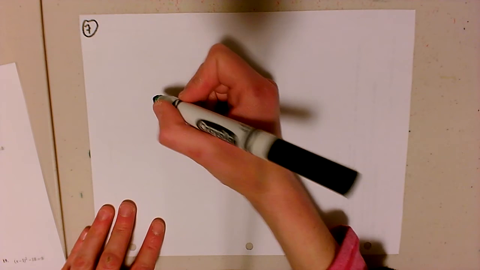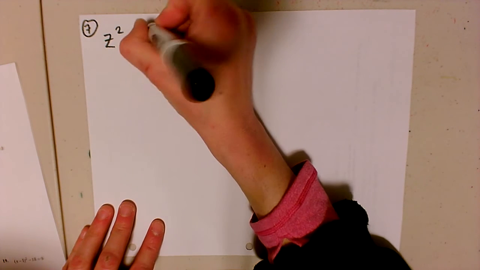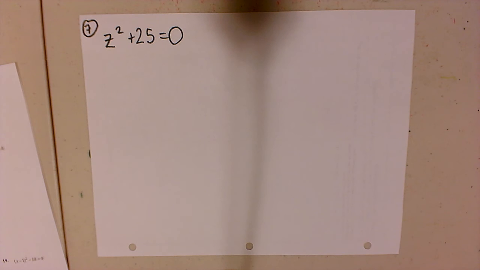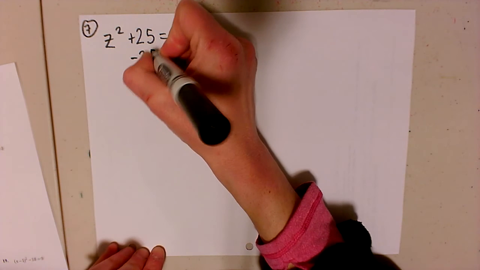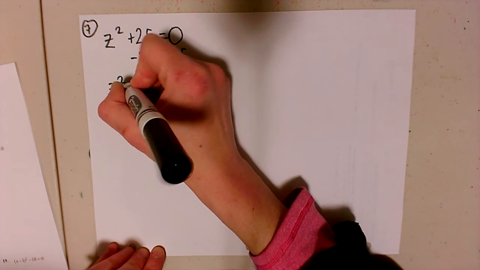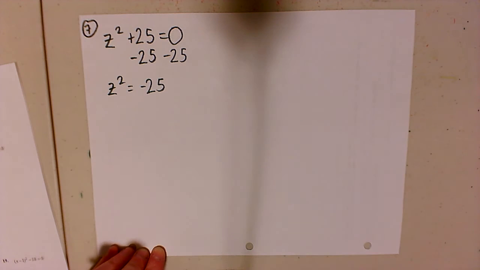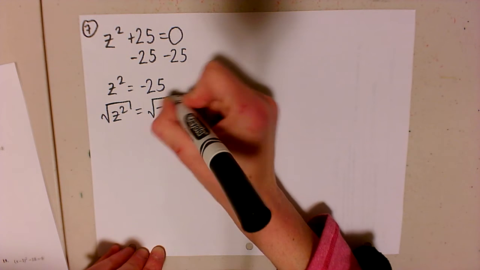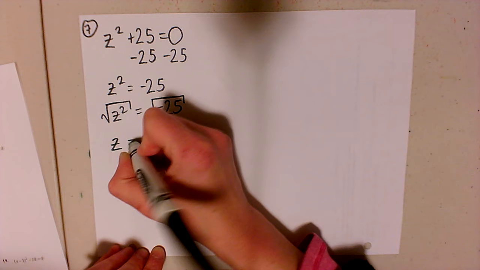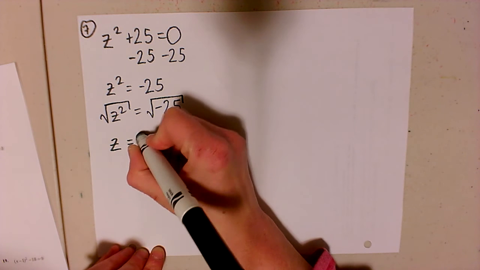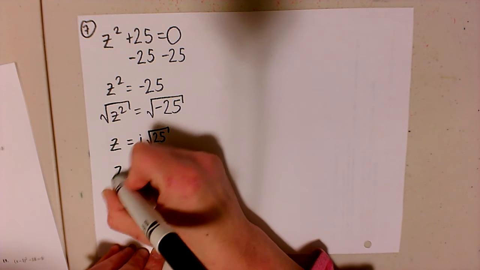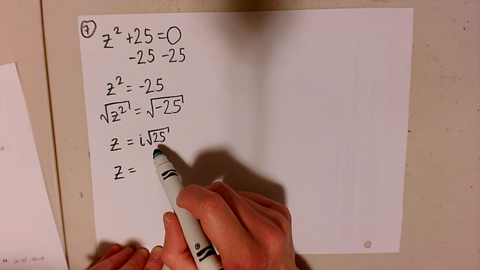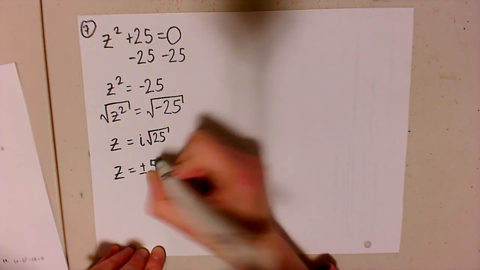Let's go on to number 7. For number 7, we have z squared plus 25 is 0. Remember, we want to get the squared portion by itself. So I'm going to subtract 25, and I have z squared is negative 25. If I take the square root of both sides, on the left, the square root of z squared is just z. On the right, we've got to take our i out, so that's going to be i root 25. The square root of 25 is 5, and so we can say our answer is plus or minus 5i.